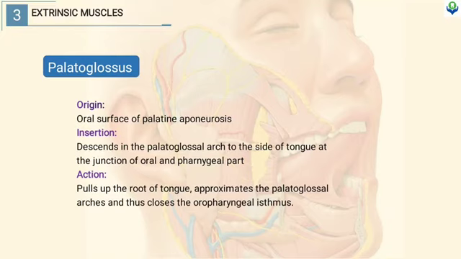The palatoglossus. The origin of palatoglossus is from the oral surface of the palatine aponeurosis. The insertion is by its fibers in the palatoglossal arch to the side of the tongue at the junction of the oral and pharyngeal part. It pulls up the root of the tongue, approximates the palatoglossal arches and thus closes the oropharyngeal isthmus.